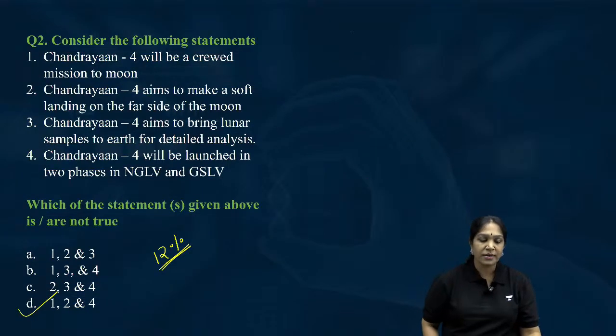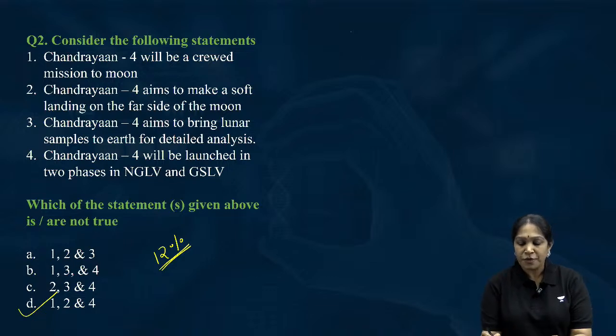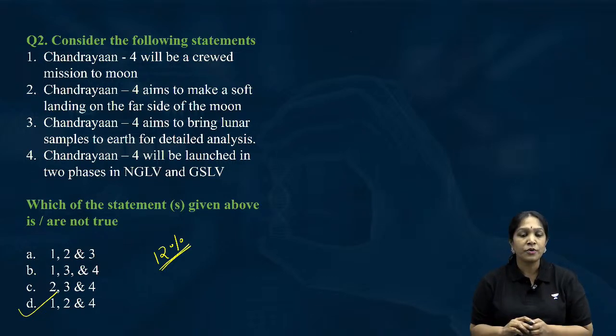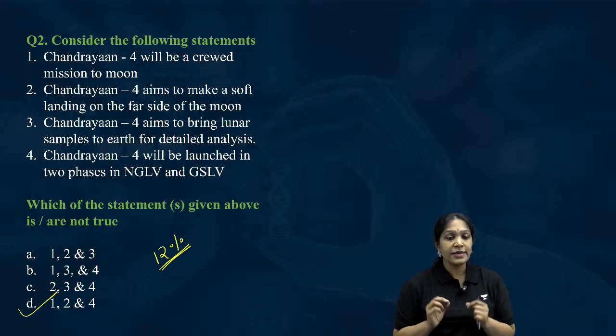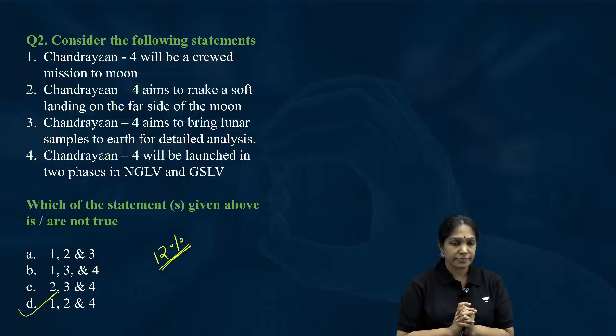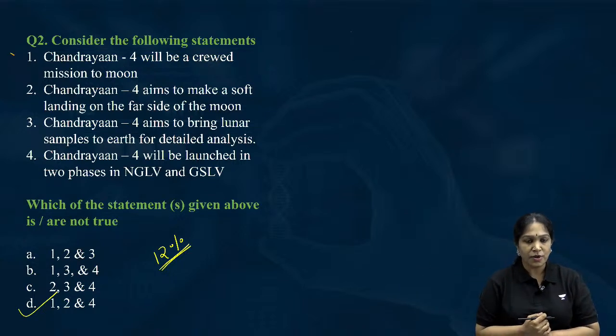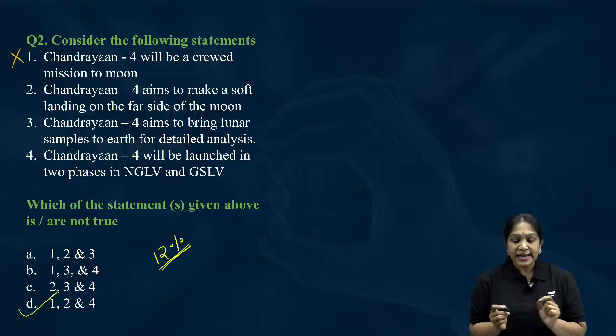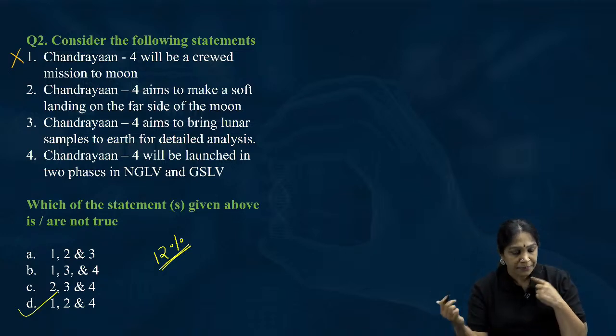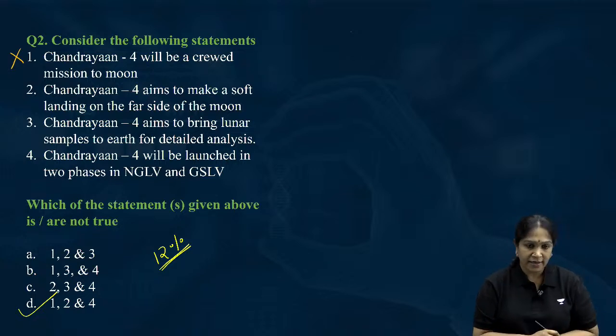Now coming back to the question. Chandrayaan 4 will be a crewed mission onto the moon. Is it carrying human beings onto the moon? No. So this is a wrong statement. It is not a crewed mission. It aims to make a soft landing on the far side of the moon. No, that is not the target.